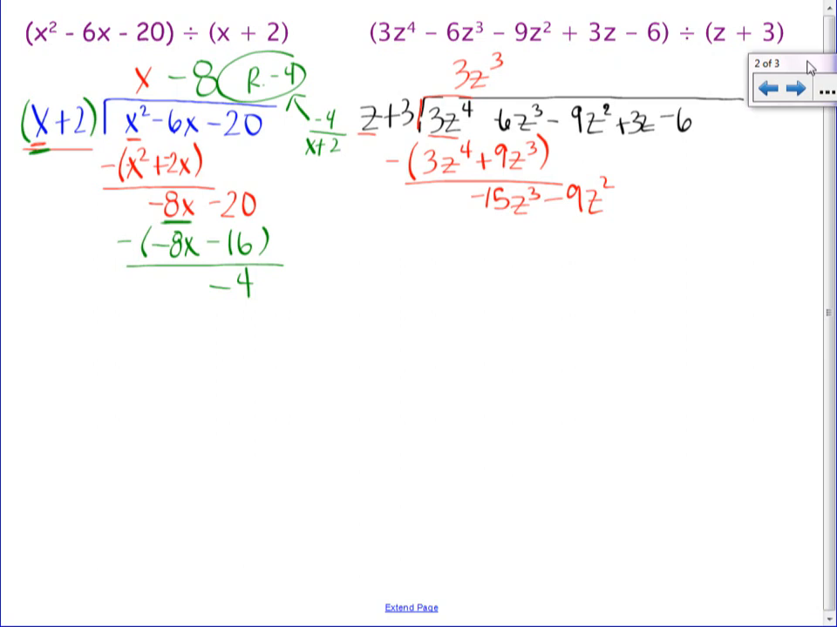I'm going to switch colors. You might want to as well on your iPads. Because now we're looking, how do we get this to look like this? Right here. No, negative 15. Yep, negative 15z squared. And then we'll take that green number times the z plus 3 and put it right here. So now we've got negative 15z cubed minus 45z squared, from 15 times 3.